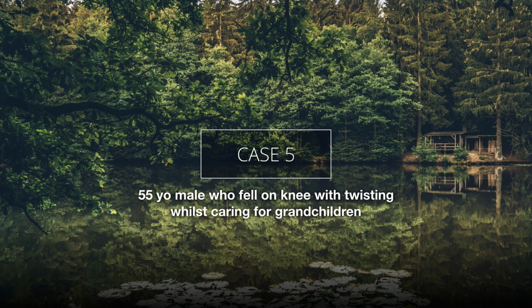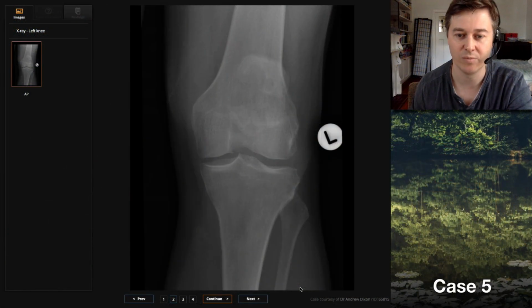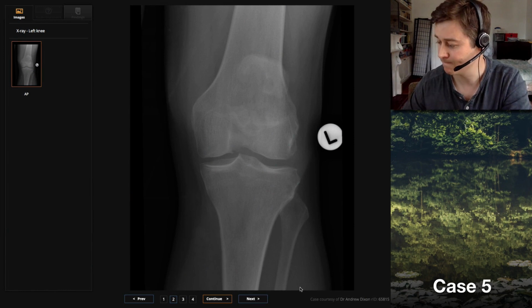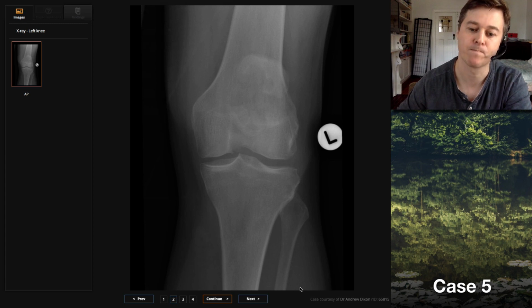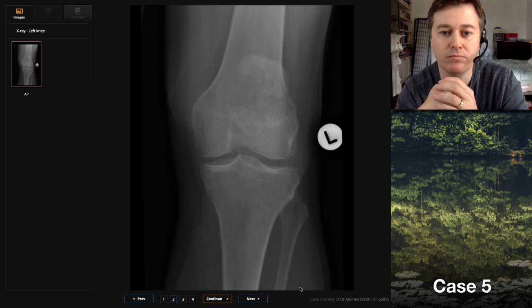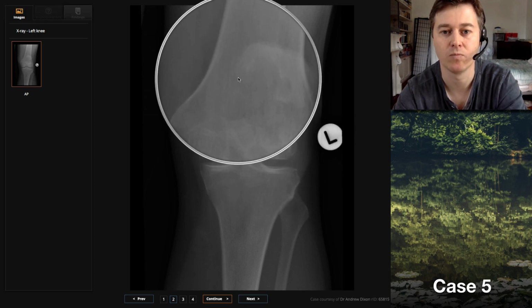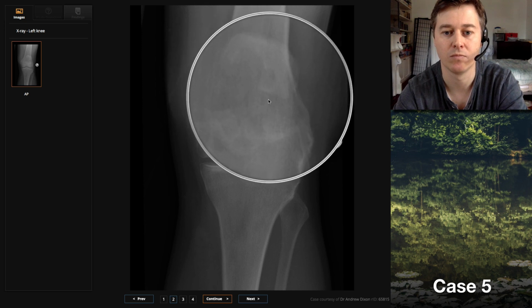All right, next case, 55-year-old male fell on knee after sudden twisting whilst caring for grandchildren. All right, starting with the plain film, just the frontal projection. Okay, so frontal projection of the left knee demonstrates a complete transverse fracture of the patella. Yep. And there's separation of the fragments.